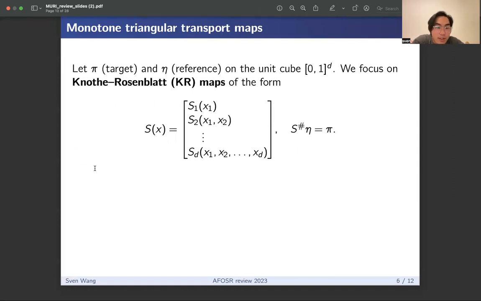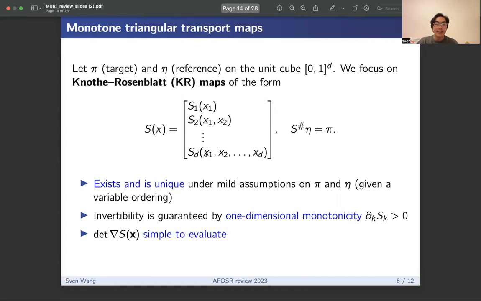As I said, I'll be focusing on triangular transport maps. These also go by the name of Knothe-Rosenblatt maps. So what makes them triangular, or what lends them the name, is that each component function depends on increasingly many more variables. So the first component function only depends on the first variable, the second component function depends on two, and so forth. Finally, the last component function will depend on the full x coordinate vector.